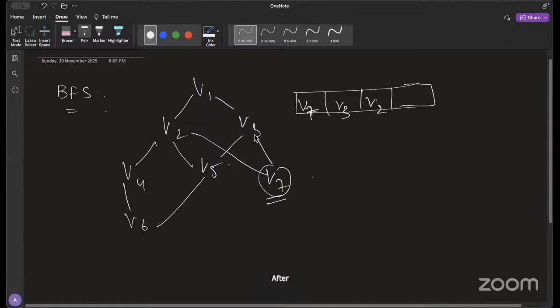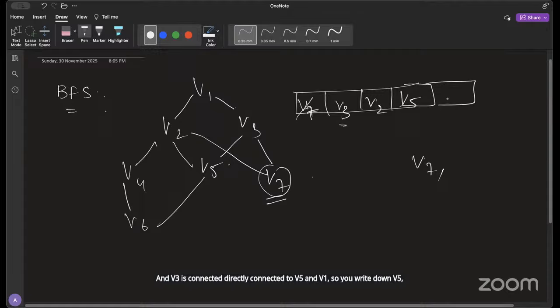After this, you start with V3. So you're done exploring this one. So V7 is done. You can write V7 here. Then next is V3. So you start with V3. V3 is directly connected to V5 and V1. So you write down V5 and V1. And with this, we're done with V3 too. So we write the V3 next.